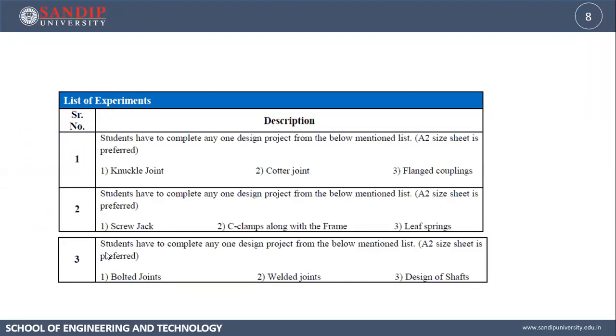Then students have to complete any one design project from the below mentioned list, that is bolted joint, welded joint. So three projects, three sheets will be there. You can draw the assembly and details by using some CAD software which you had already studied in the last semester in CADM, and you can use any one 3D software which you know.